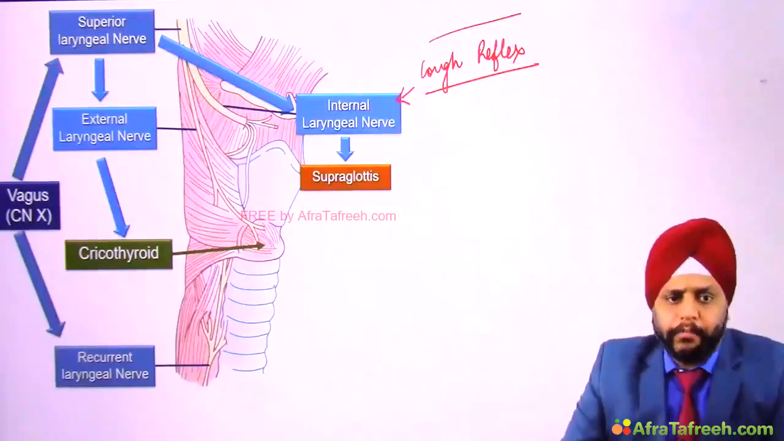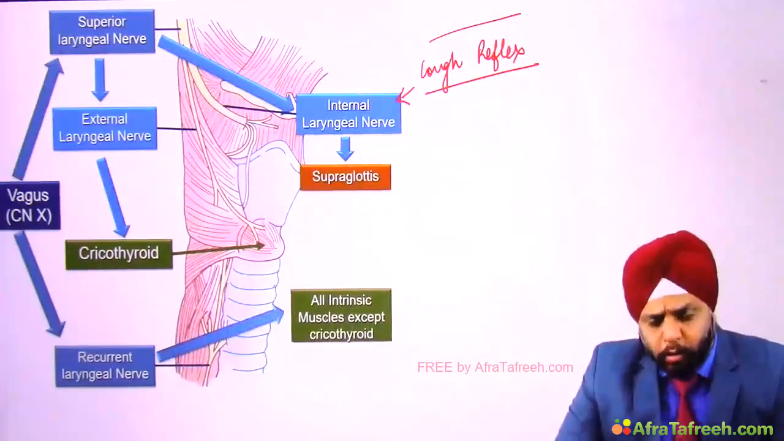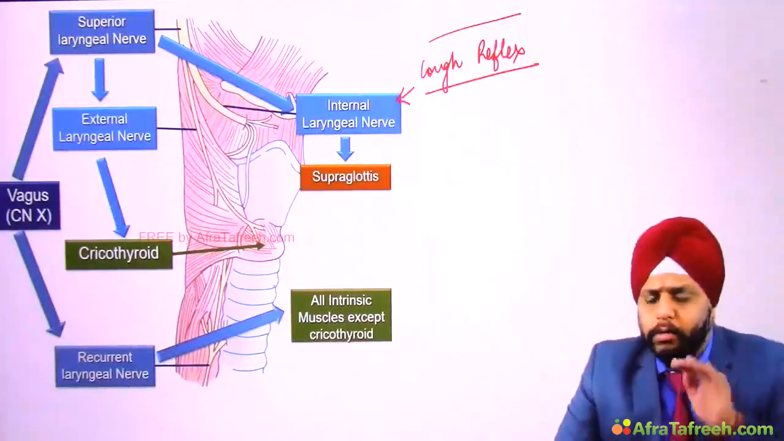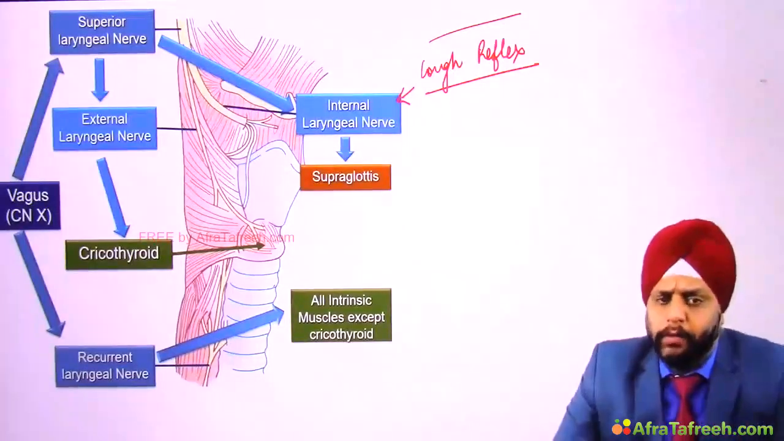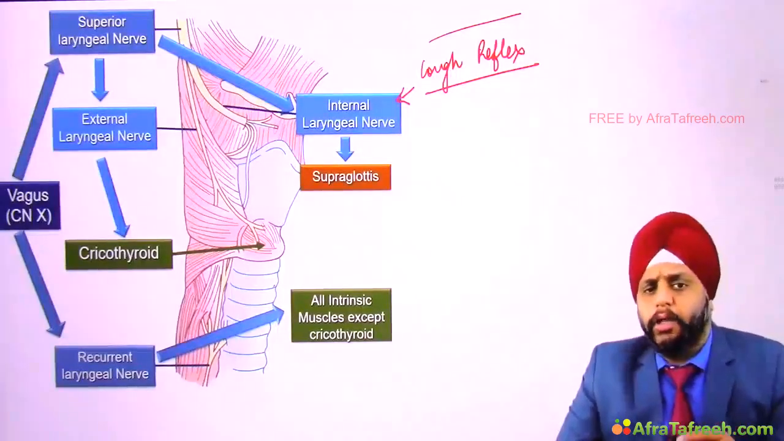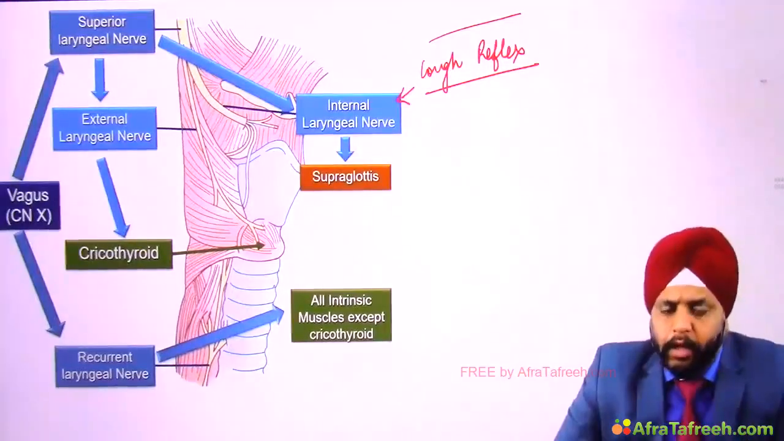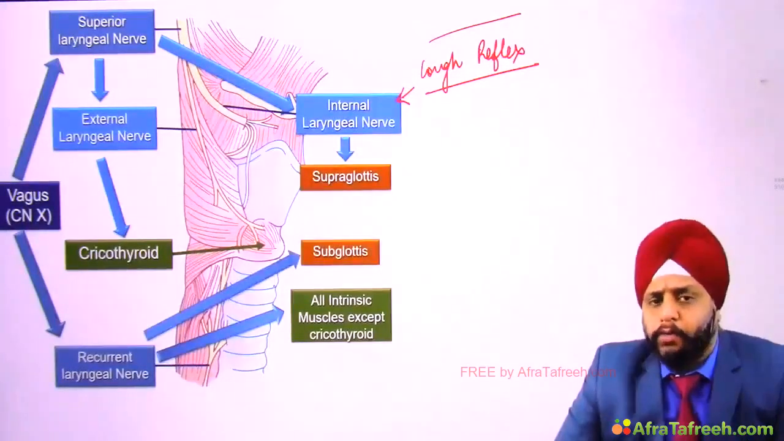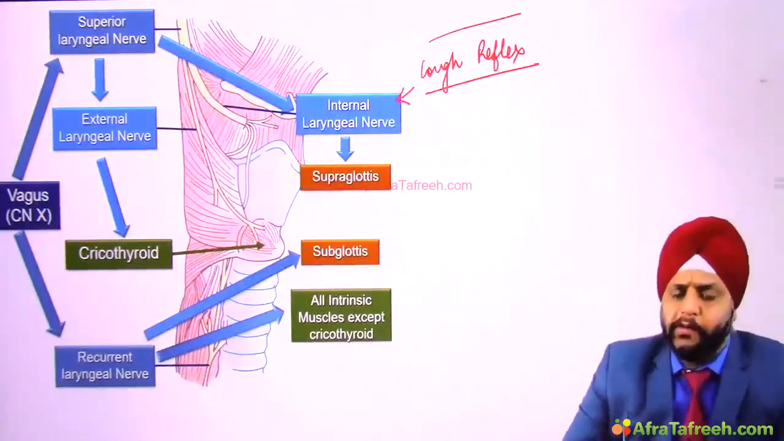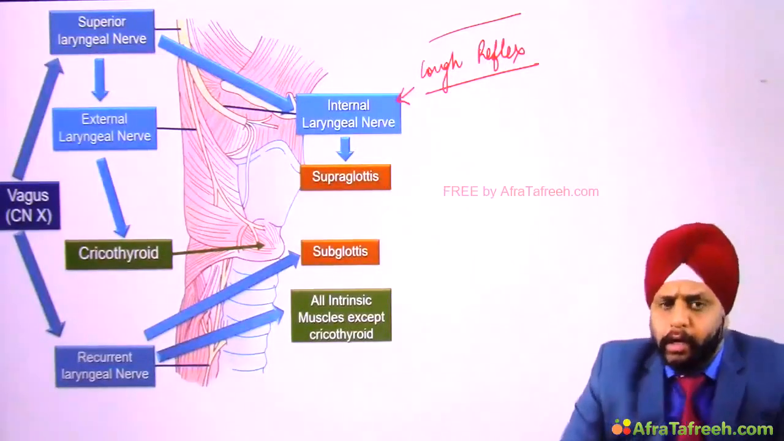Now let's look at the recurrent laryngeal nerve. It goes from below. We remember in the pharynx, it goes inside, below the inferior constrictor muscle, below the cricopharyngeus. It supplies all the intrinsic muscles of the larynx, except, of course, the cricothyroid muscle. And it also gives sensory supply to the subglottis. So the sensory supply of the supraglottis is by the internal laryngeal nerve. The sensory supply of the subglottis is by the recurrent laryngeal nerve.